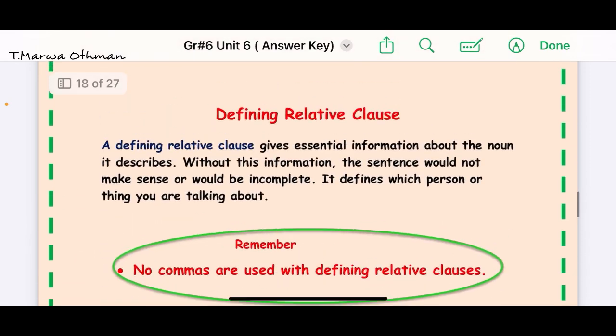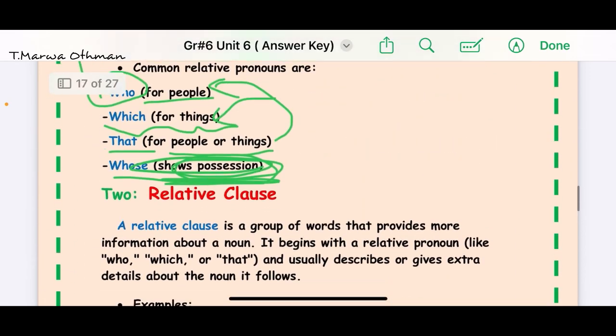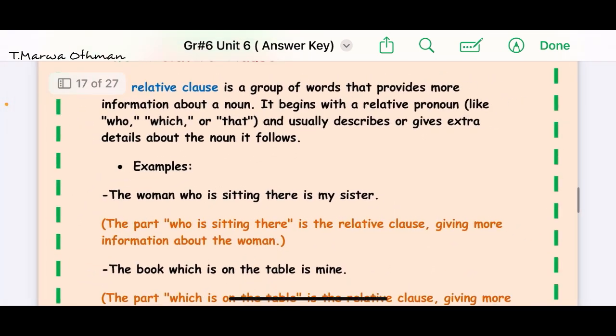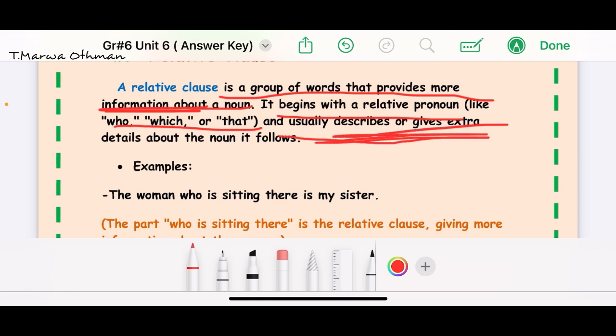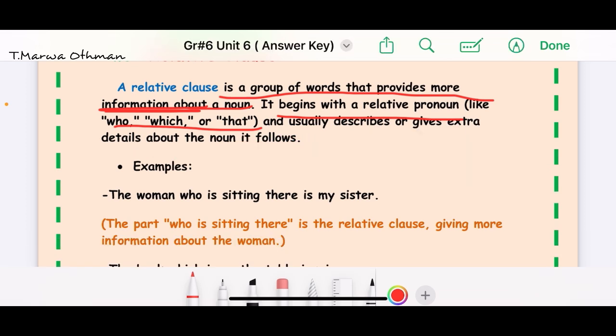Now we want to see what do you mean by relative clauses here, okay? Let's see, where's the pen here? I need my pen, okay, yeah, that's it. A relative clause is a group of words that provides more information about the noun. So it gives you extra information about the noun we are talking about. It begins with relative pronouns like who, which, when, where, that, and it usually describes or gives extra details about the noun it follows, okay? So let's see the examples here.